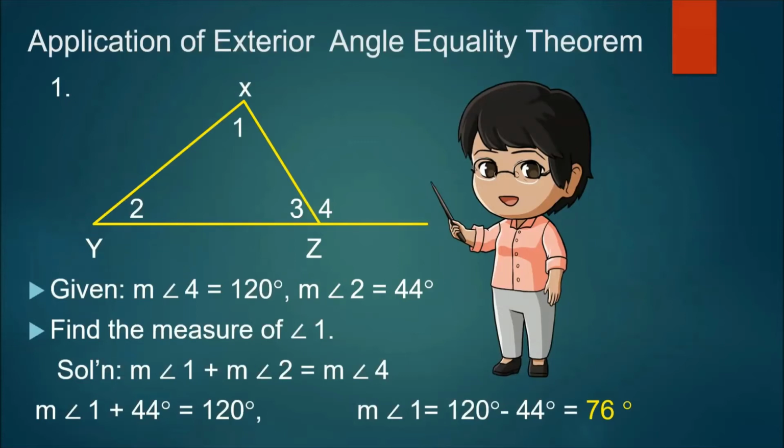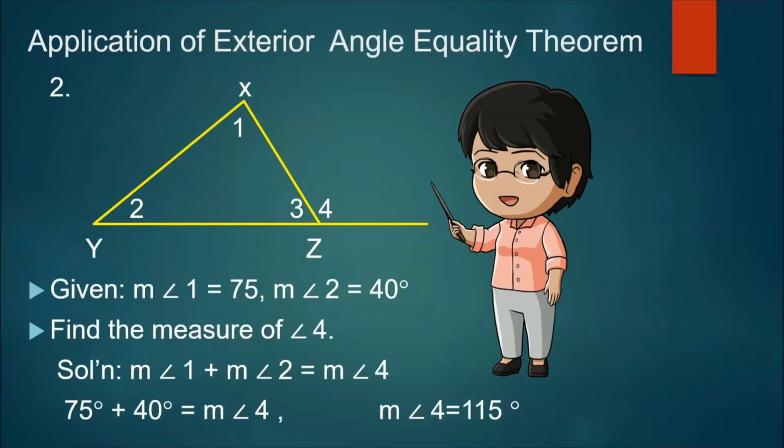Given that the measure of angle 4 is equal to 120 and the measure of angle 2 is equal to 44, we can find the measure of angle 1. Solution. Using the formula, measure of angle 1 plus measure of angle 2 is equal to measure of angle 4. And then we plug in the given values to the formula, and so we are able to solve. The measure of angle 1 is equal to 120 degrees minus 44 degrees equals 76 degrees.